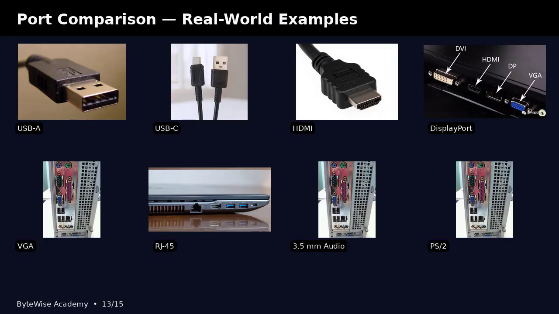So next one is comparing the ports. Let's quickly compare what we have learned. USB is commonly used for peripherals, data transfer, and power. USB-C is a modern reversible connector that can support different capabilities depending on the device. HDMI is commonly used for digital video and audio. DisplayPort is another digital display interface. VGA is an older analog video connection. RJ45 is used for wired Ethernet networking.